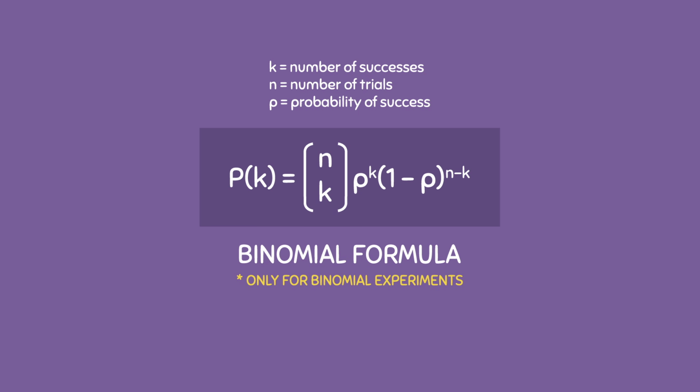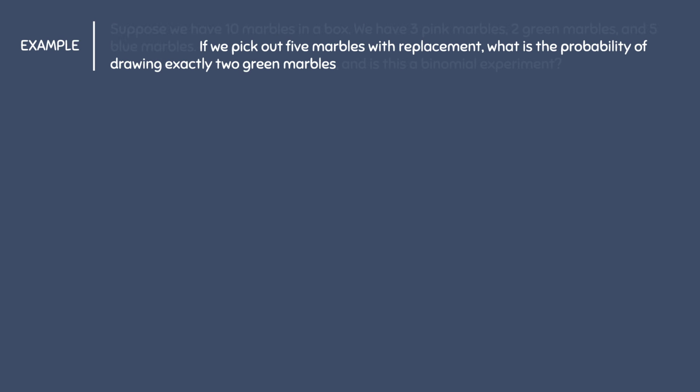Let's go back to the problem so I can show you how to use this formula. If we pick out 5 marbles with replacement, what is the probability of drawing exactly 2 green marbles? In this problem, N is equal to 5 since there are 5 trials. In other words, we are randomly picking out 5 marbles. K is equal to 2 since we are only concerned about getting exactly 2 successes. This is the same as getting exactly 2 green marbles. Little p is equal to 0.2 as this is the probability of success that we calculated earlier.